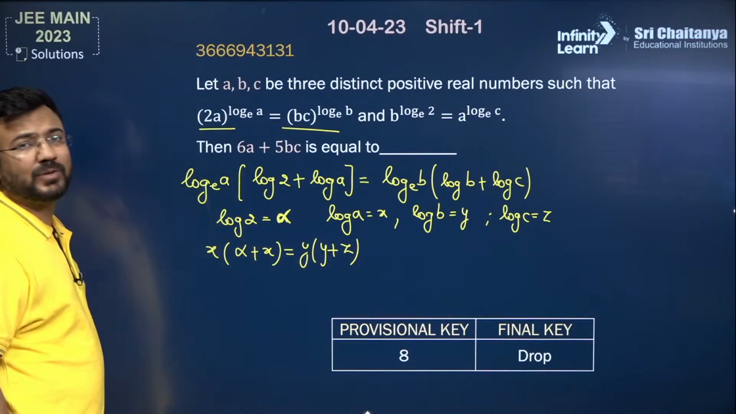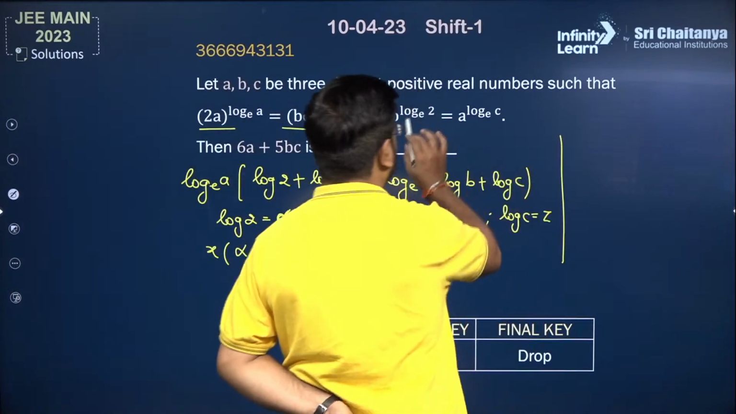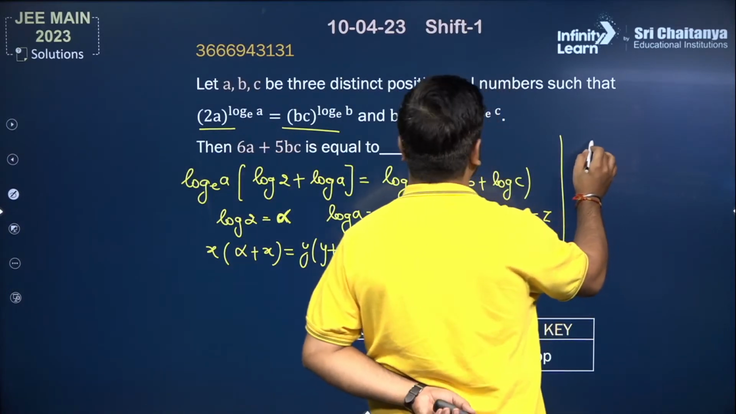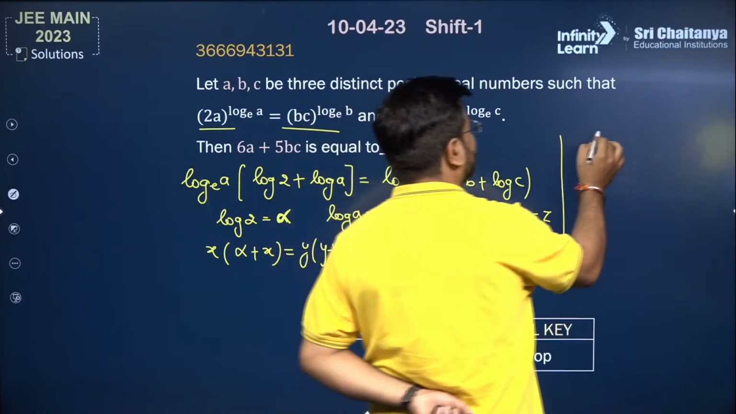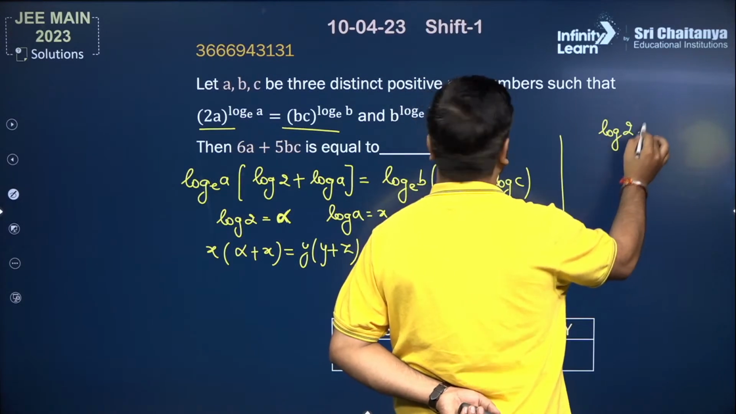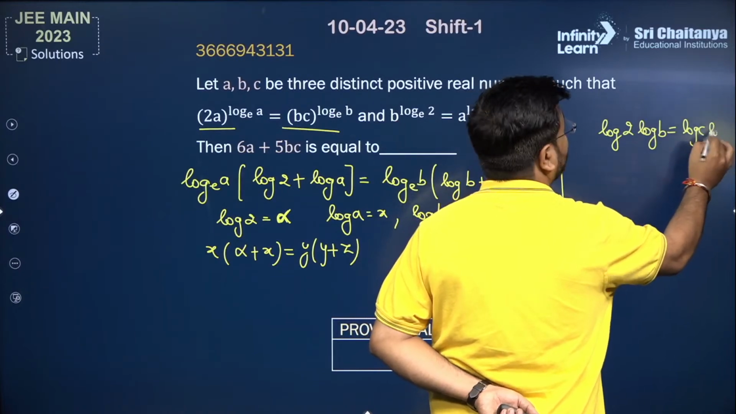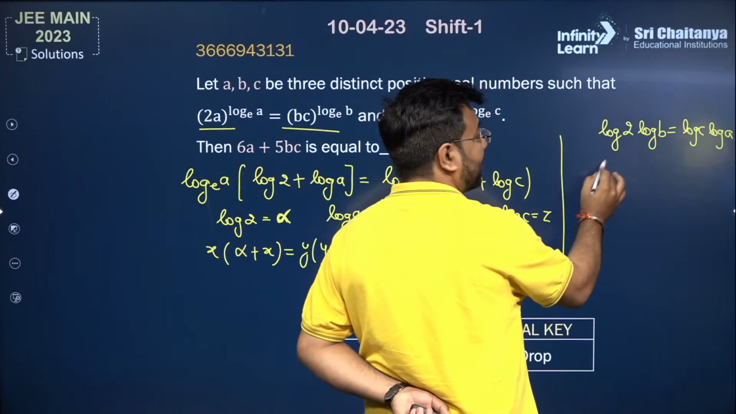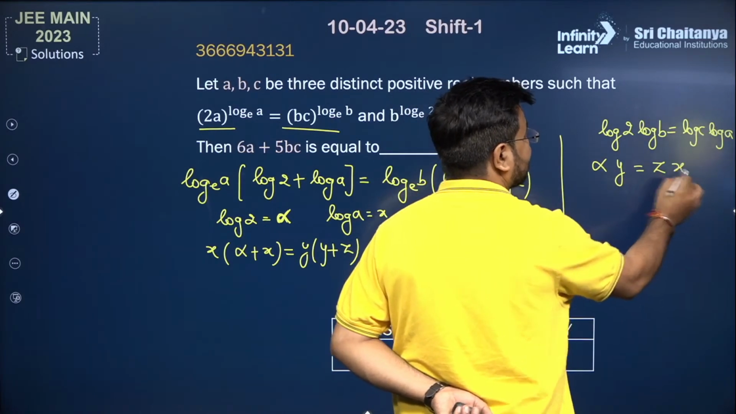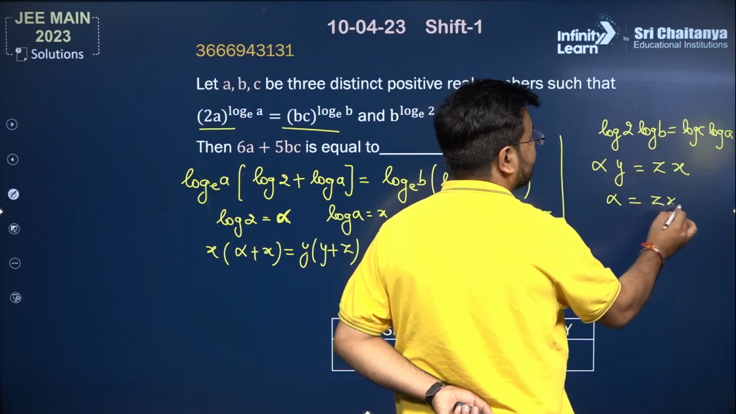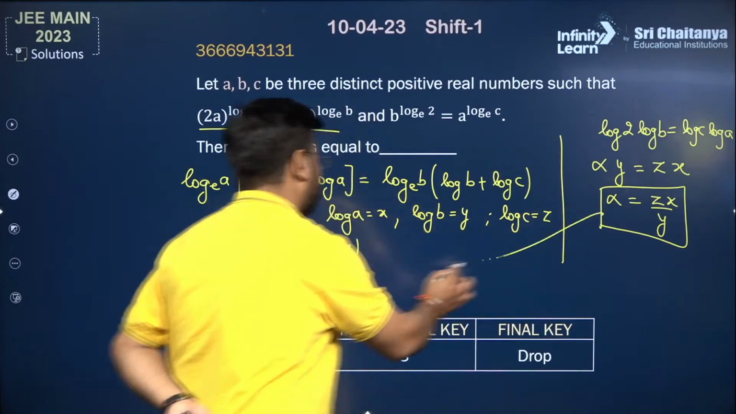So from here I'll be able to get the value of alpha, and why will this alpha be useful for me? Here I observe I have b raised to the power log 2, and here I have a raised to the power log c. So even on taking log, here I am having log 2 into log b, here it is log c into log a. So log 2 was alpha, log b was y, log c was z, log a was x. So we got the value of alpha as zx over y, and I will place this value of alpha in this equation.